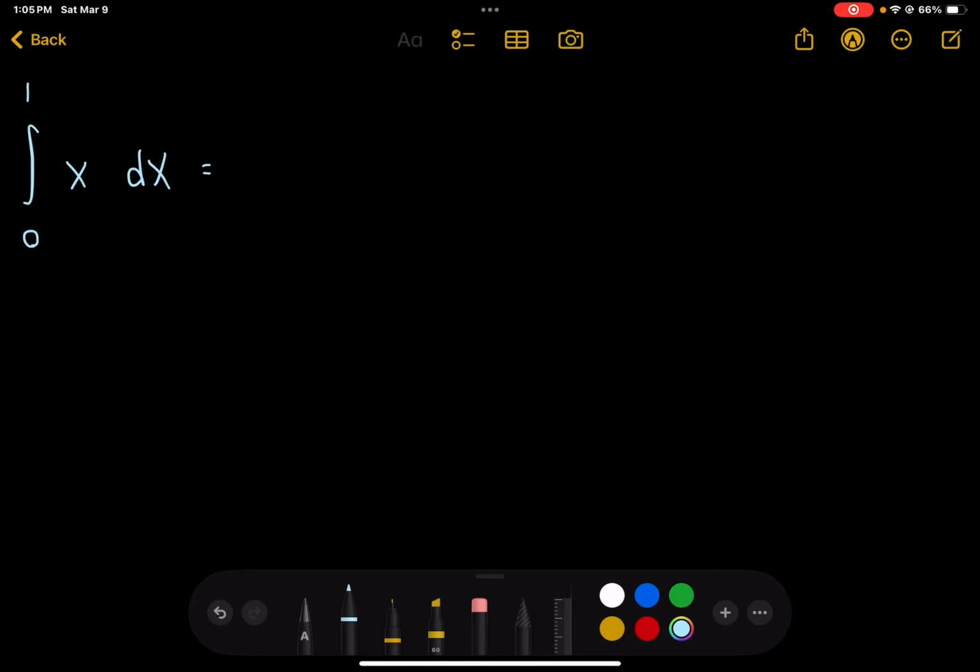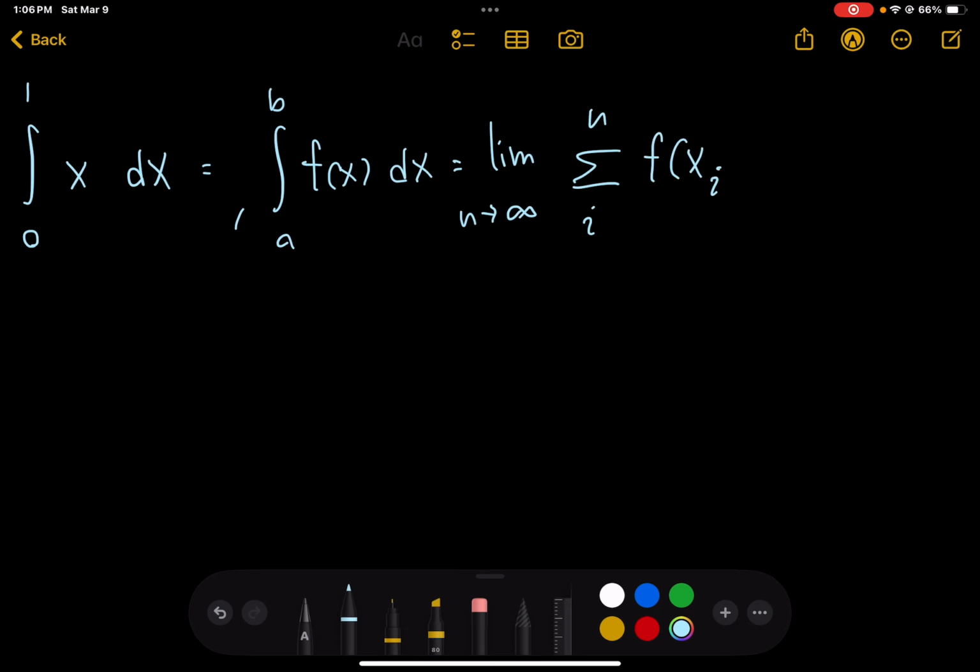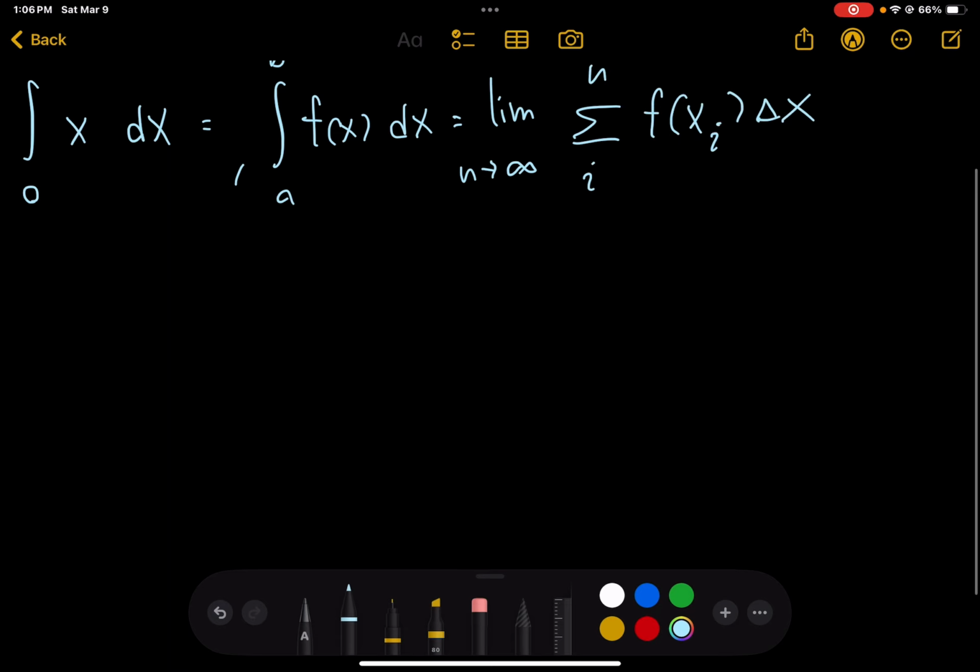Today we'll be doing the integral from 0 to 1 of x dx. And to start off, we could recognize that the integral from a to b of f of x dx is the limit as n approaches infinity of the sum from i to n of f of x sub i times delta x. And delta x is defined to be (b minus a) over n, and x sub i is defined to be a plus i delta x.